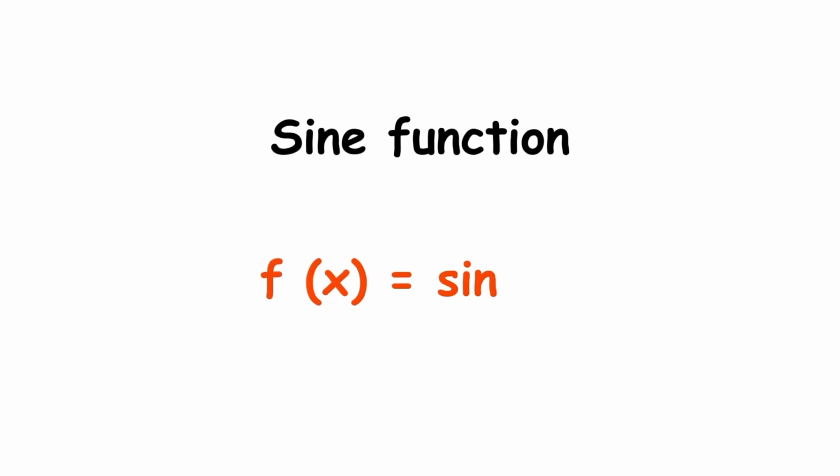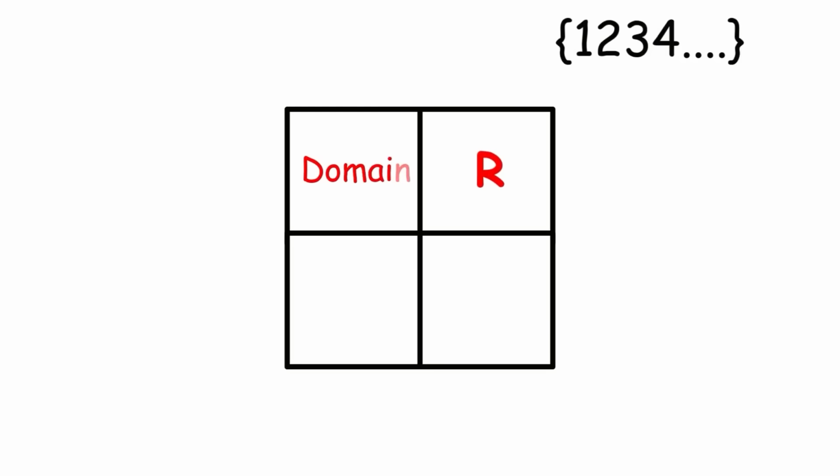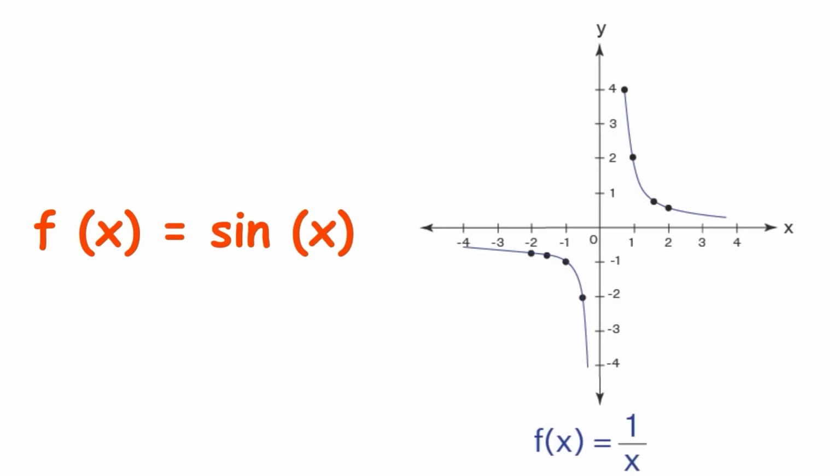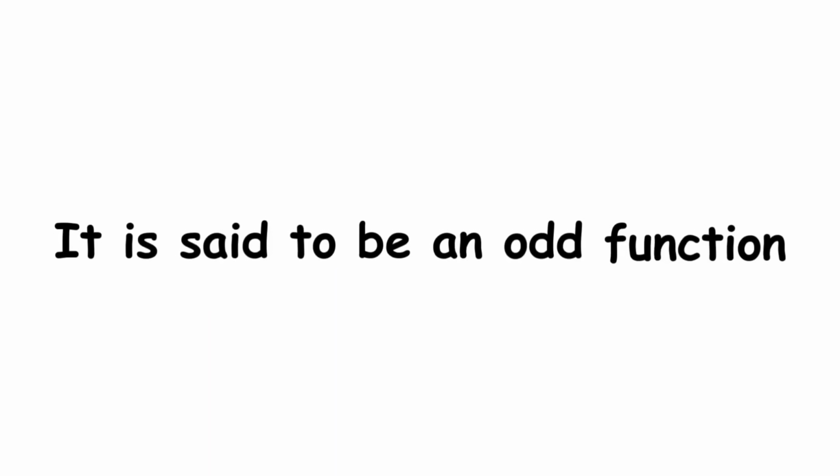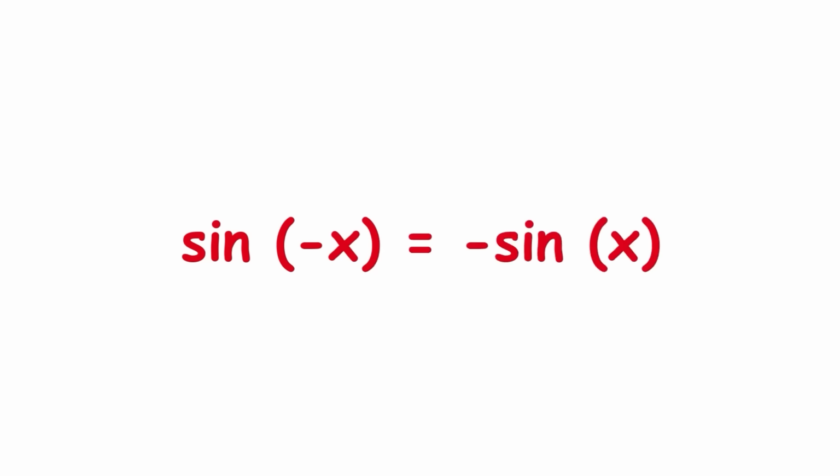Sine function. F of x equals sine of x. It is a real and odd function whose domain is R, the set of real numbers, and whose range is the closed interval -1, 1, is denoted f of x equals sine x for all x is a real number. It is said to be an odd function because it meets the condition that sine of -x equals negative sine of x for any value of x.